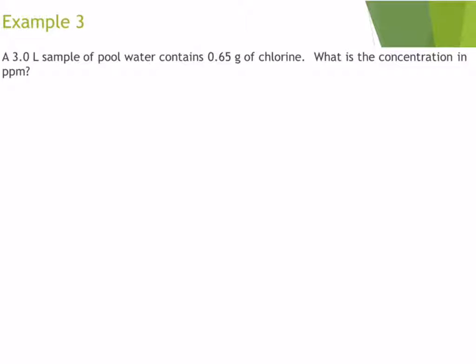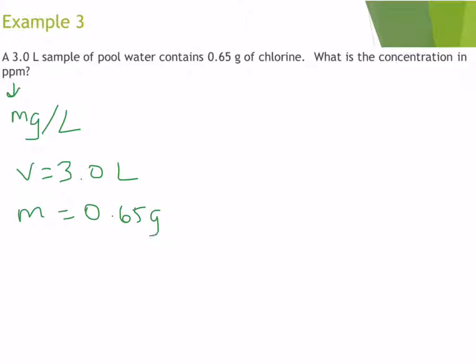So in this example, we have a 3-liter sample of pool water containing 0.65 grams of chlorine. What is the concentration in parts per million? So for parts per million, we always want to have milligrams per liter. So our volume we already have in liters, and our mass is given to us as 0.65 grams. There are 1,000 milligrams in a gram, so that is equal to 650 milligrams.